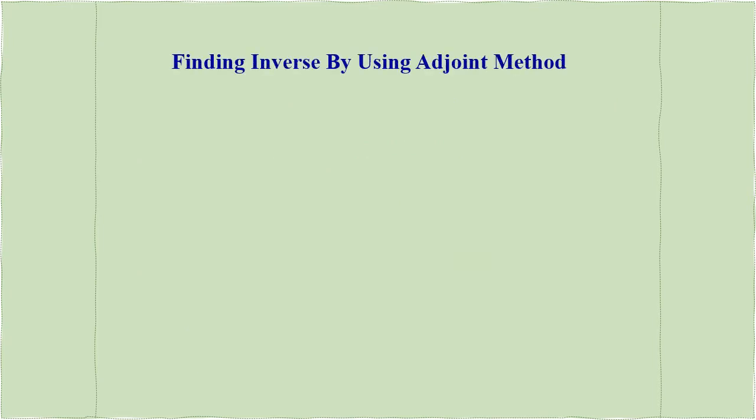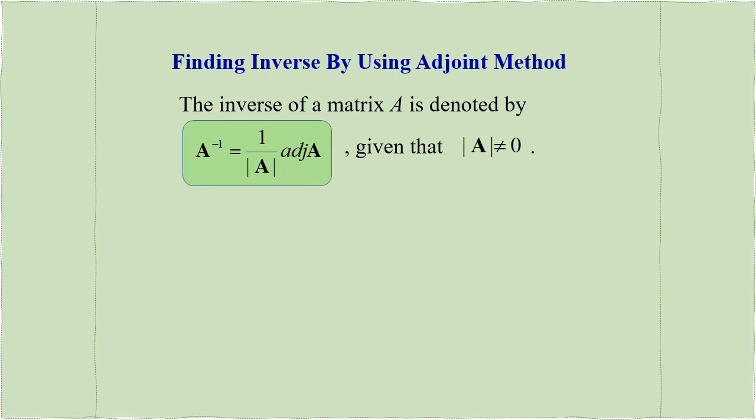Finding inverse by using the adjoint method. The inverse of a matrix A is denoted by A inverse equal to 1 over determinant of A multiplied with the adjoint of A, given that magnitude of A must not equal 0. So for every non-singular matrix, the determinant will not be equal to 0. Okay? A singular matrix will have determinant equal to 0.